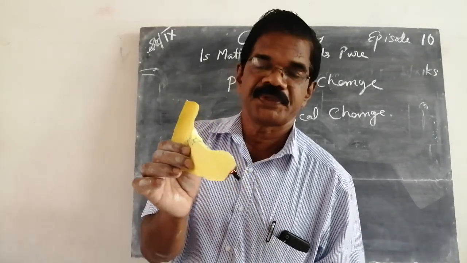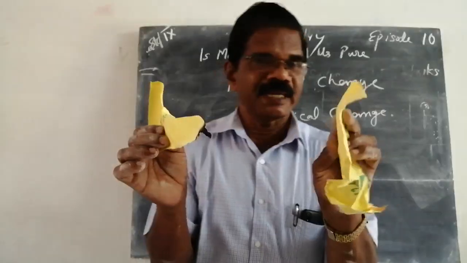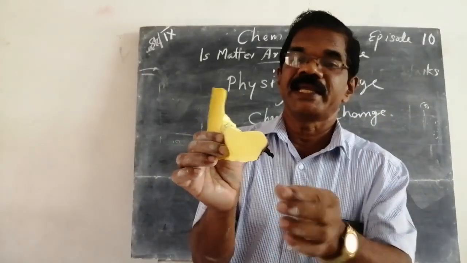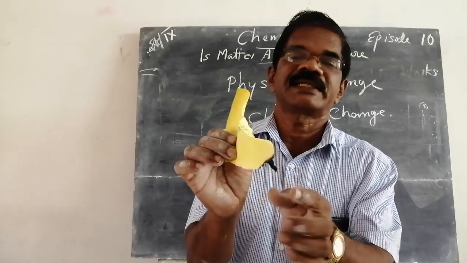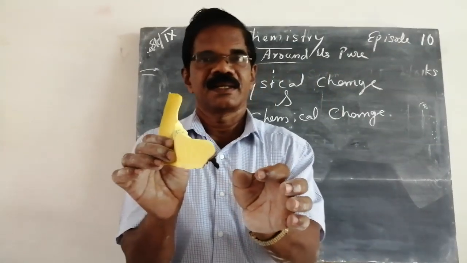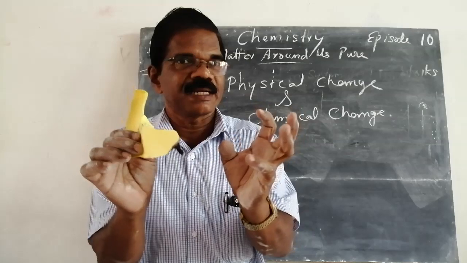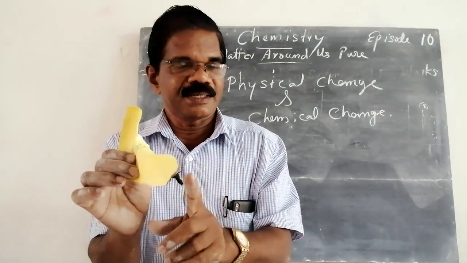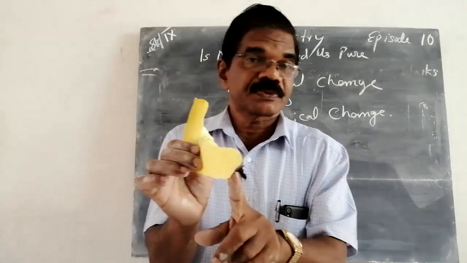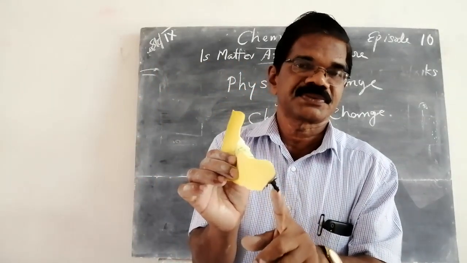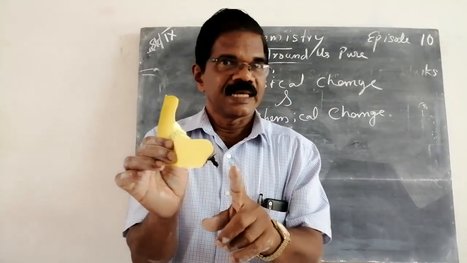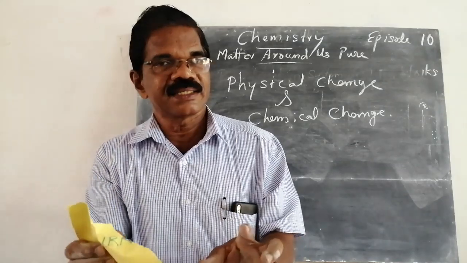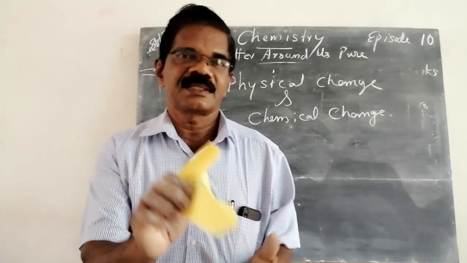What is the difference between the two? On tearing the paper, no new product is formed. At the same time, on burning, burnt ash is formed, which is a new product. That is the main difference between physical change and chemical change. In a chemical change, a new substance is formed. Here the new substance is ash.